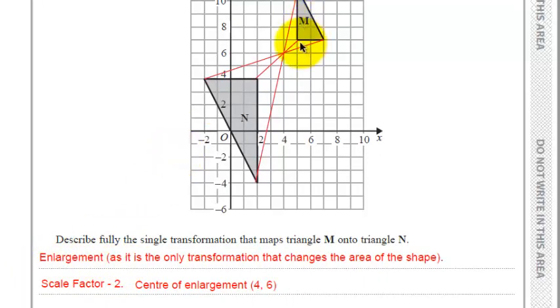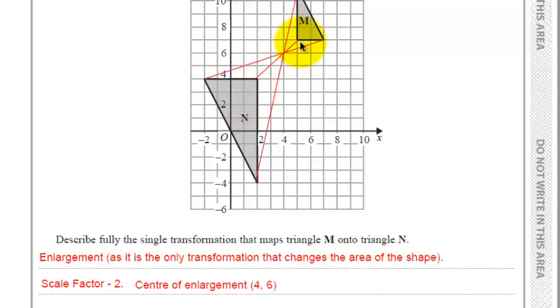If we look at the base of M here, it is 2 squares long, and when it becomes the base of N, it is now 4 squares long, so we say that it is a scale factor of -2. The reason why it is a scale factor of -2 is because the shape has been moved backwards on itself.